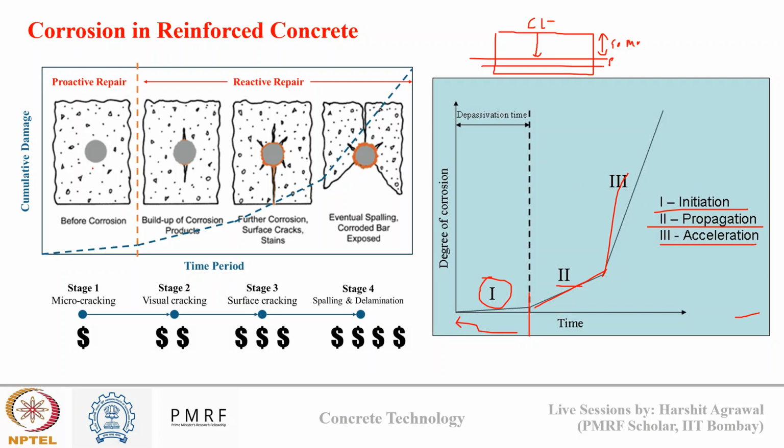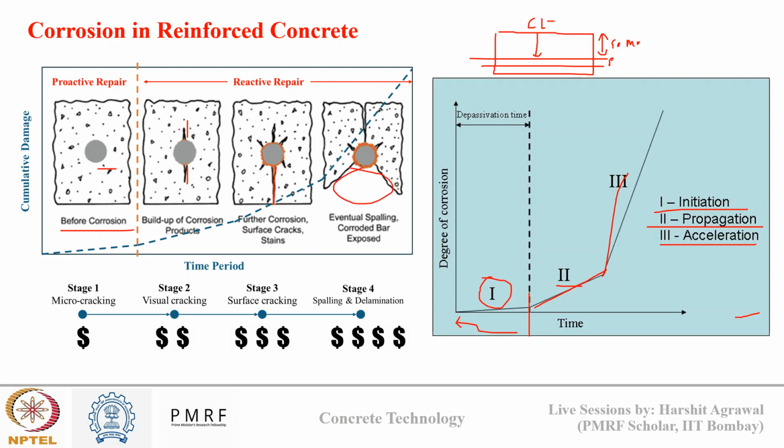So in the first figure you can see how concrete behaves in these different stages and how the cumulative damage grows. Before corrosion there is no damage, then once corrosion initiates we can see cracking happening at the interface. This crack slowly grows till the cover, and then there is spalling and delamination of cover concrete.